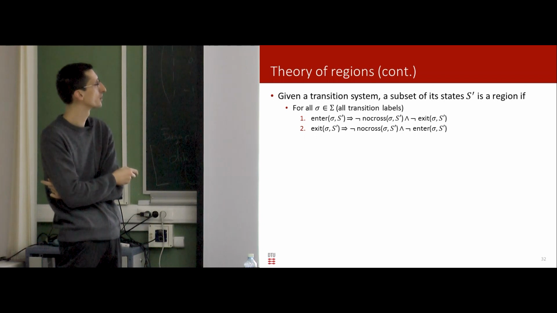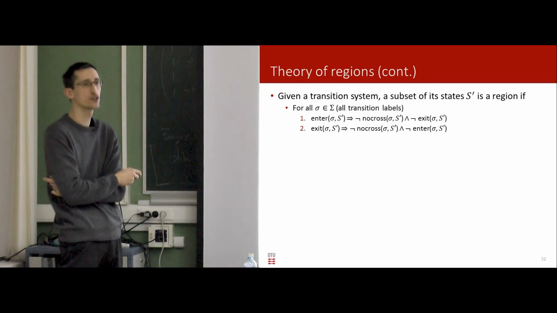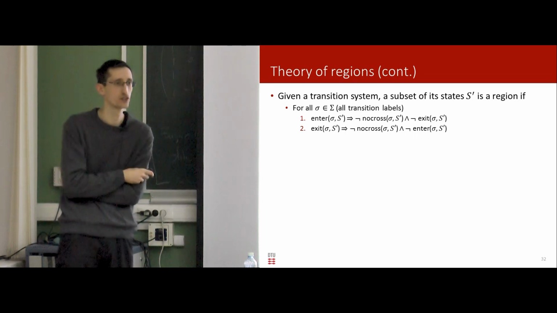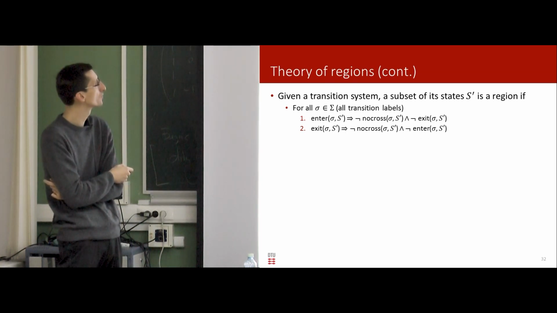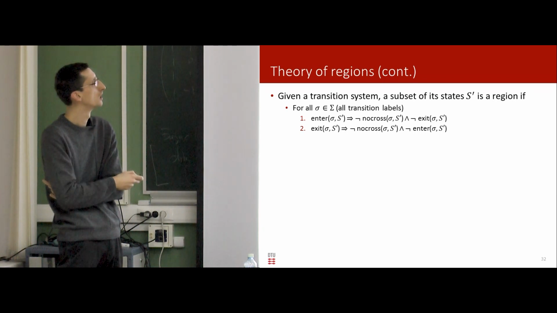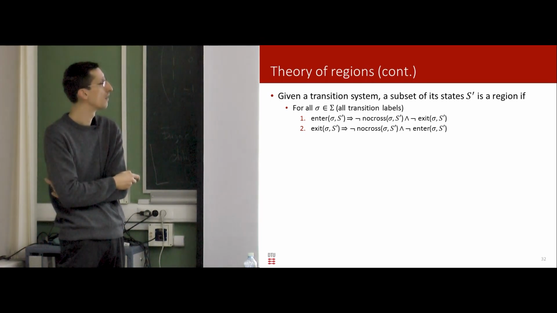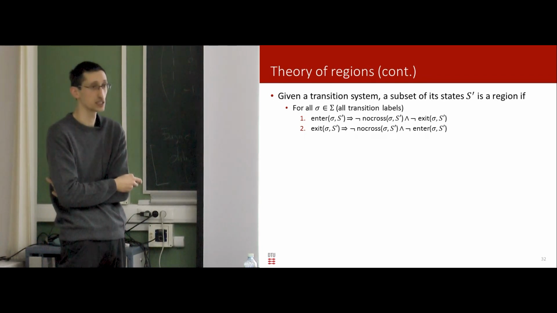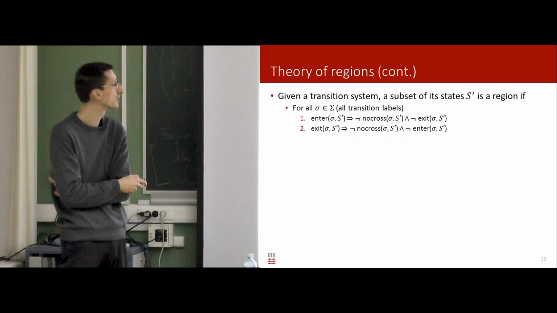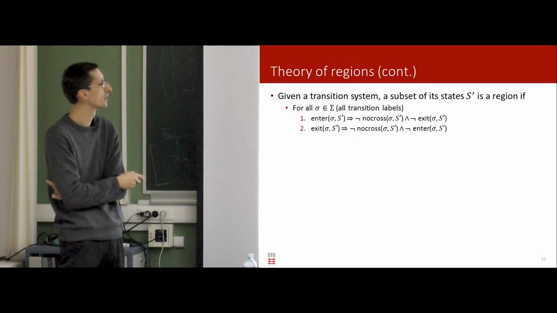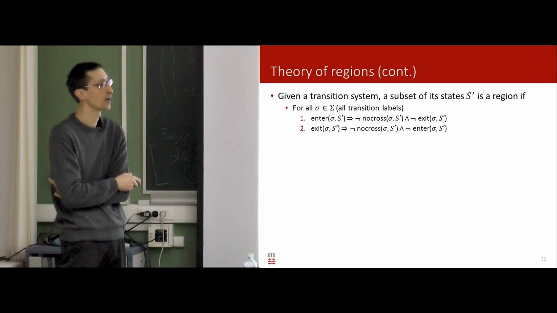If we consider all of the labels of the transitions in our transition system, then if we have these properties, it means that S prime is a region. So if for a given sigma we have a transition entering, but the same transition is not crossing and not exiting, or if it is exiting, but it's not crossing and not entering, then this S prime is a region.